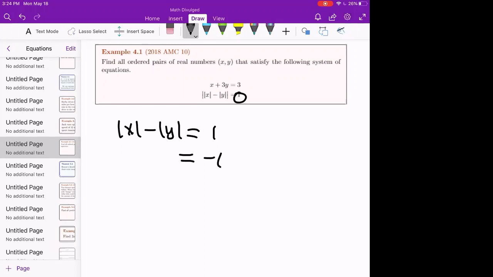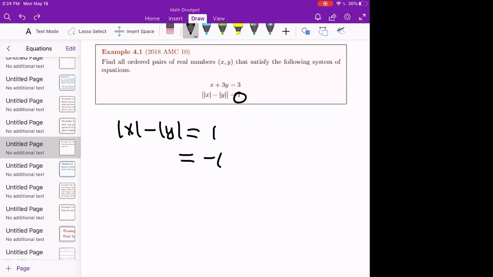Then also, I forgot to mention, but we're going to ignore this first equation for now, since it's pretty straightforward. Once we have all the cases, we're going to use it in order to solve for x and y. But we're going to ignore it for now, and we're just going to focus on the absolute value equation. So we have these two values for the absolute value of x minus the absolute value of y. From here, we can also split this into more cases.